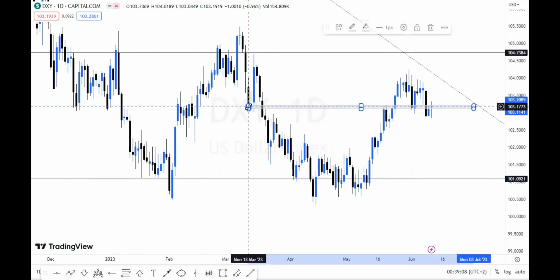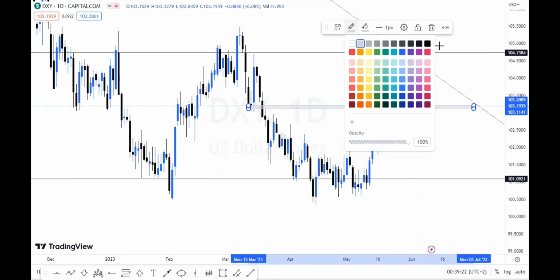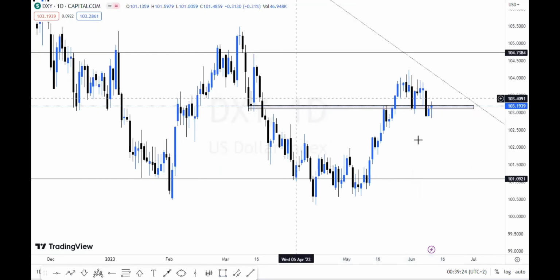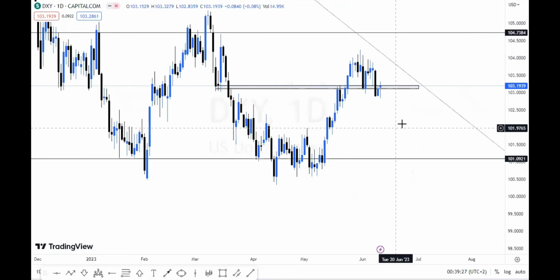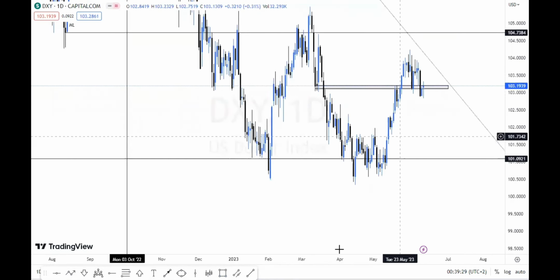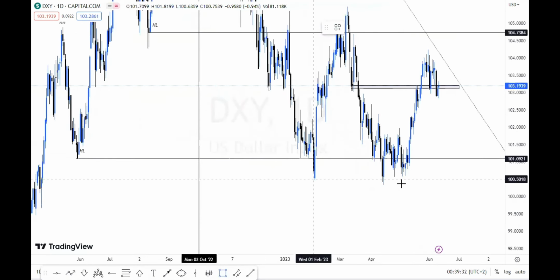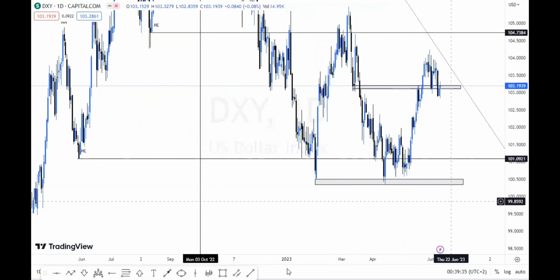As you can see here, we have a support that was broken. At some point it was a resistance, turned into a support, but then it was broken again. This could be a potential retest right here. What else do we have? This is the daily, so we have a potential range as well. I might be reaching, but this looks like a range right here.